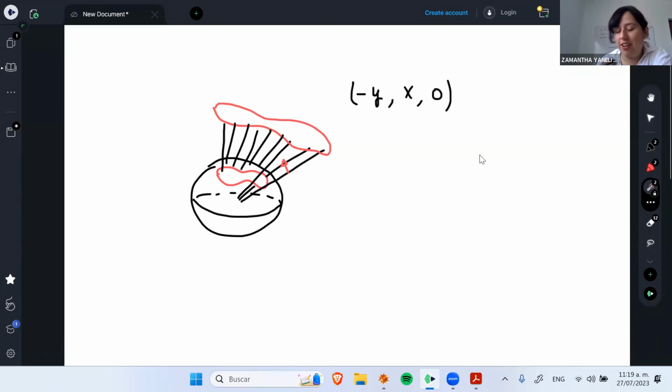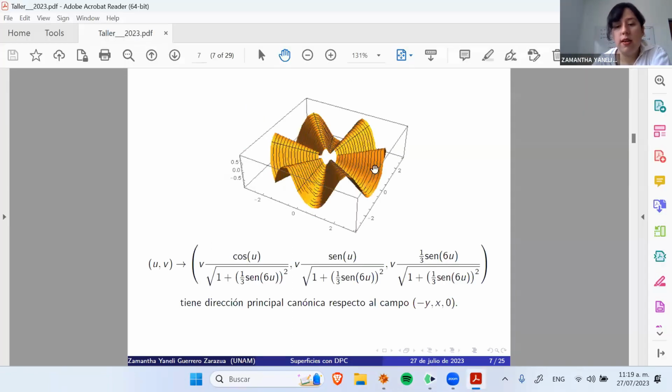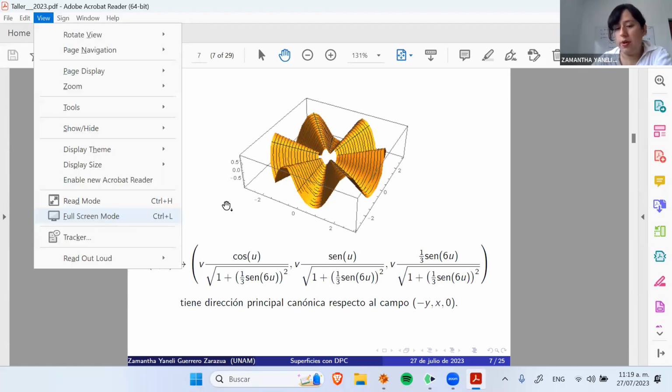So surfaces can really look a lot of different ways, but we're going to focus specifically on surfaces that have canonical principal direction with respect to a closed conformal field. Okay, so let's go back to the presentation.